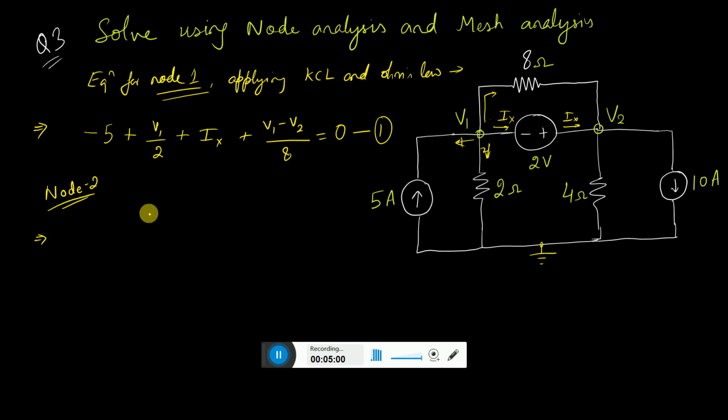And let us write the equation for node 2. In node 2 also there are four currents, which we assume to be going out, so we will just add them. Let us begin from here. So we are assuming here it is going out.